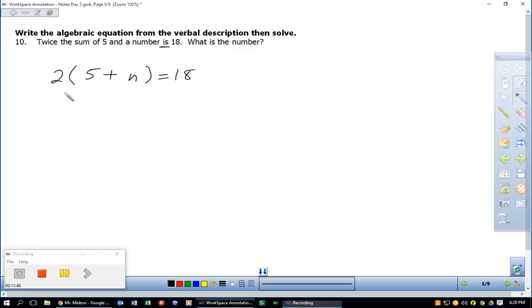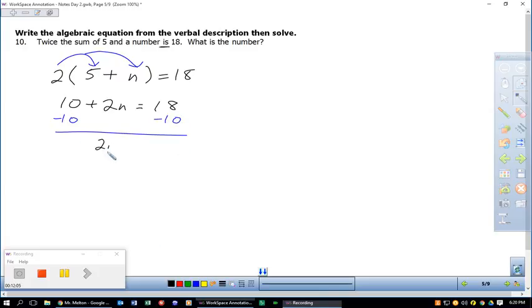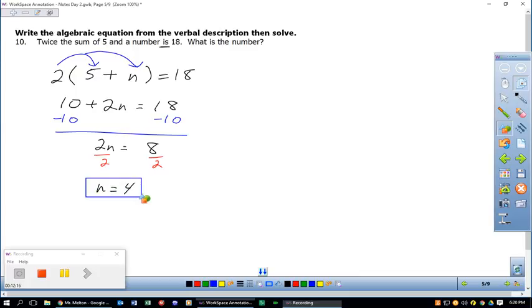All right, so distributing the 2, we get 10 plus 2n equals 18. I guess I need to draw that in. 2 times 5, 2 times n. Subtracting 10, because we want our variable by itself, we get 2n equals 8. And dividing by 2, n equals 4. All right, now if I plug 4 back in up here, then that would be 9 times 2, which is 18. Okay, it does check out, but you always want to check that once you get down to the very end.